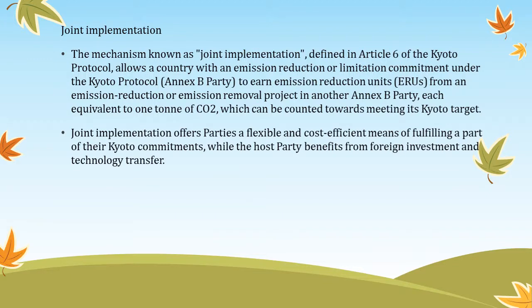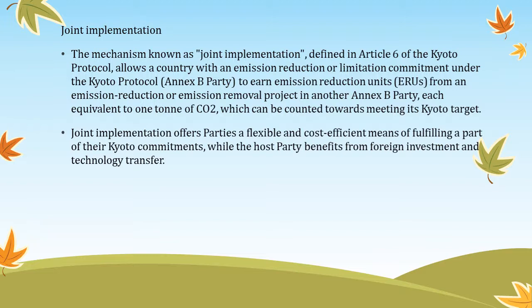Well, the next one that is important is joint implementation. From the term, it's pretty much clear. When you talk about joint implementation, you have to refer to Article 6 of the Kyoto Protocol, which basically allows a country with an emission reduction or limitation commitment under the Kyoto Protocol, once again the Annex B parties, to participate. And here, once again, they have a unit, also known as ERU, Emission Reduction Units. This emission reduction or emission removal project will be, of course, by the Annex B countries, and it once again is equivalent to 1 ton of CO2.